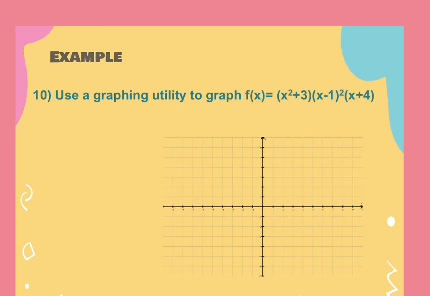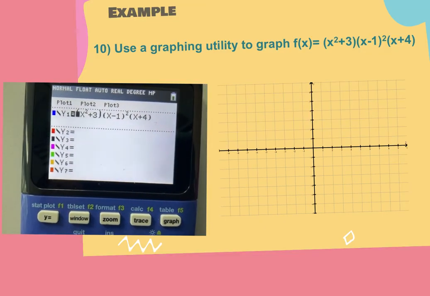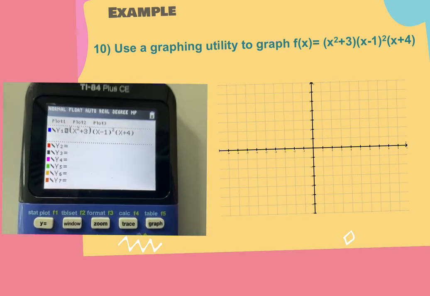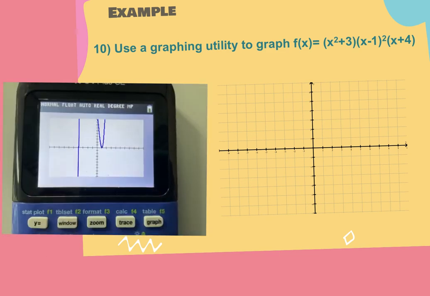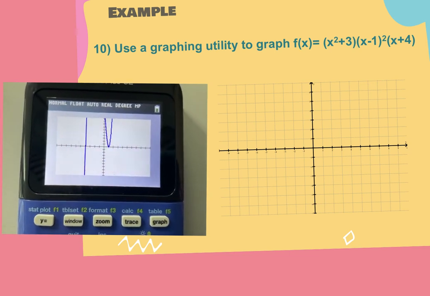All right, this just says straight up, use the graphing utility to graph f of x equals parentheses x squared plus 3, x minus 1 squared, and plus x plus 4. Okay, so I typed it in. I went to the y equals x squared plus 3, x minus 1 squared, and then x plus 4. And then I go to graph. So from my view as it is, that's what I get. It's definitely cut off at the top.